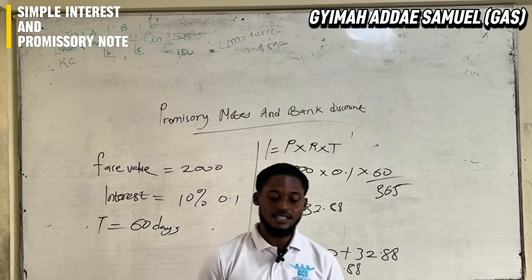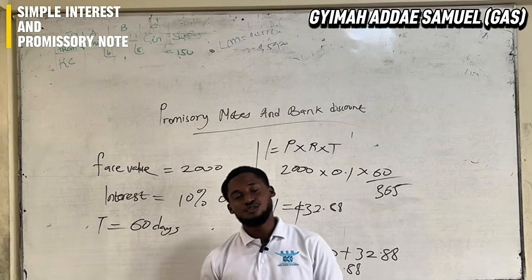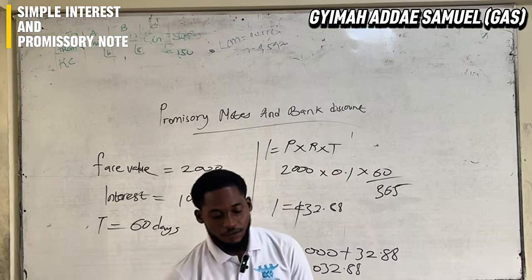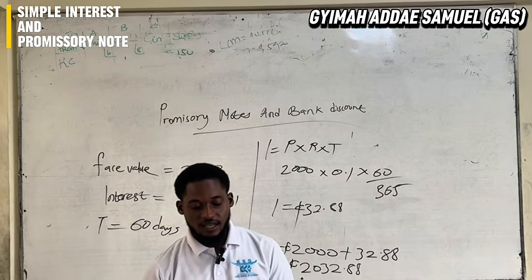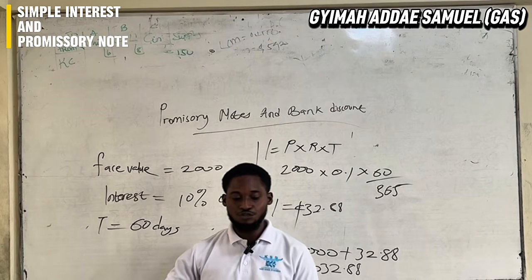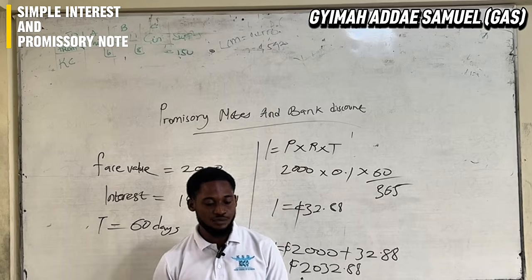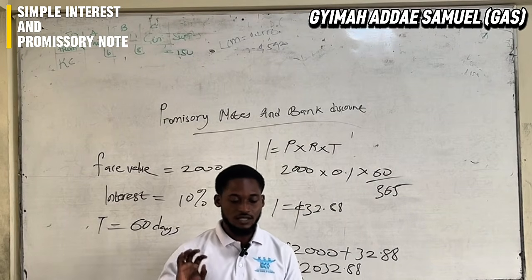So, steps to discount a promissory note. We will go through these steps, and after that we solve a nice question, then we are done. First, compute the interest amount and the maturity value of the promissory note. Second, determine the maturity date of the note.